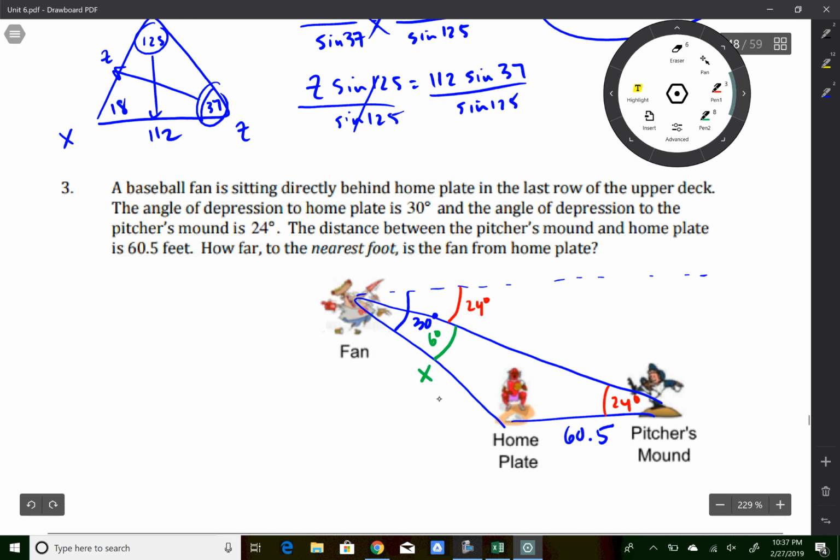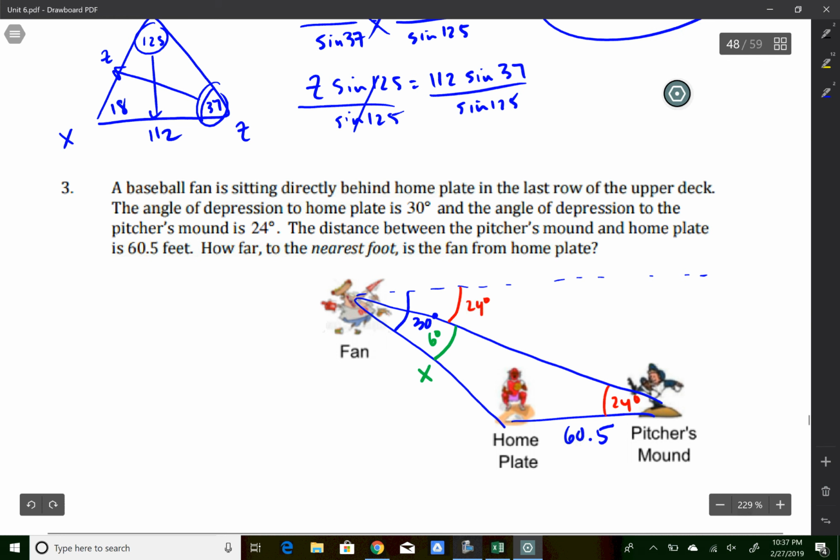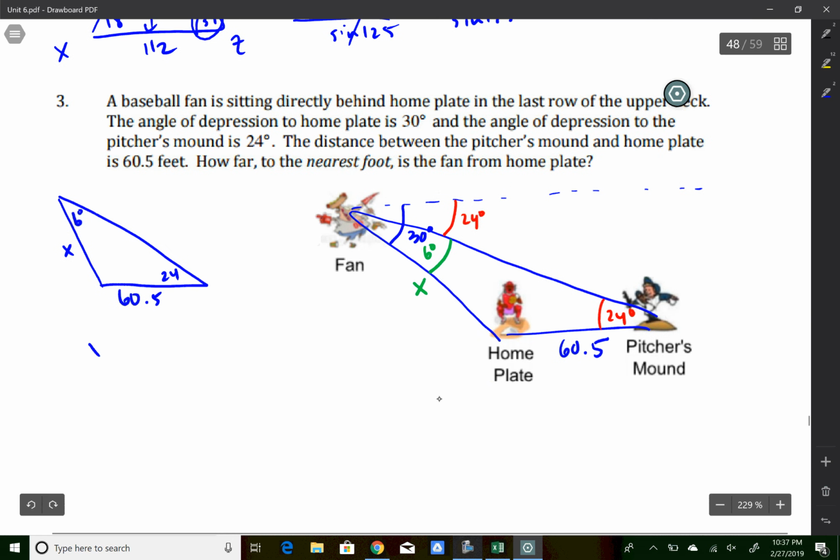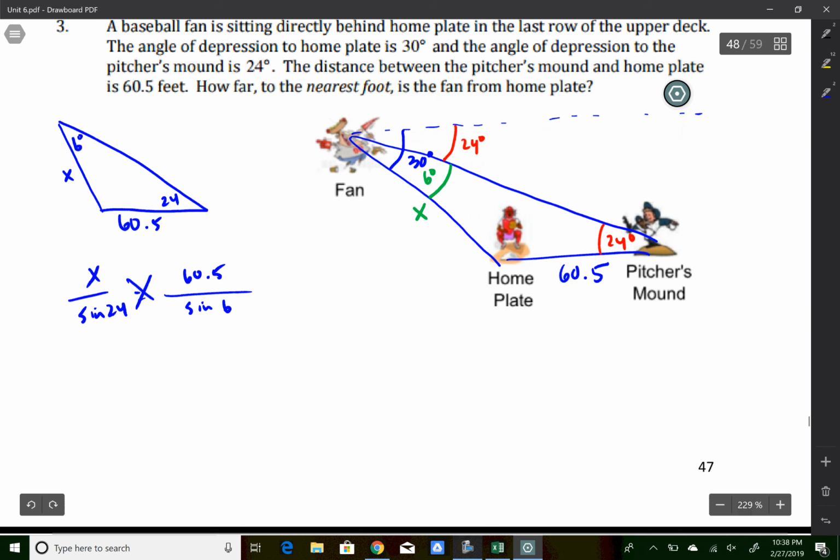So what I realistically have, if I look at this triangle, not in this crazy looking picture, is an obtuse triangle with an angle of 6, an angle of 24, a side of 60.5, and a side that we don't know that I want to know. So I could set up a little proportion here. I could say x over the sine of 24 is equal to 60.5 divided by the sine of 6. And again, I want to use the law of sines here because I don't have a right angle. There's no other way for me to solve this using what we know about trigonometry right now. So we can only use the law of sines here.